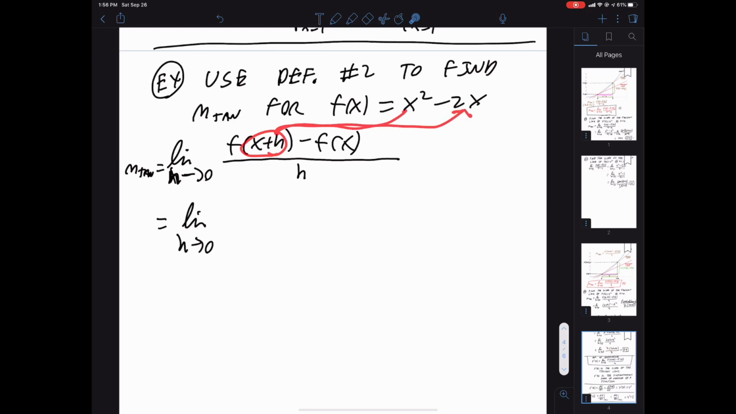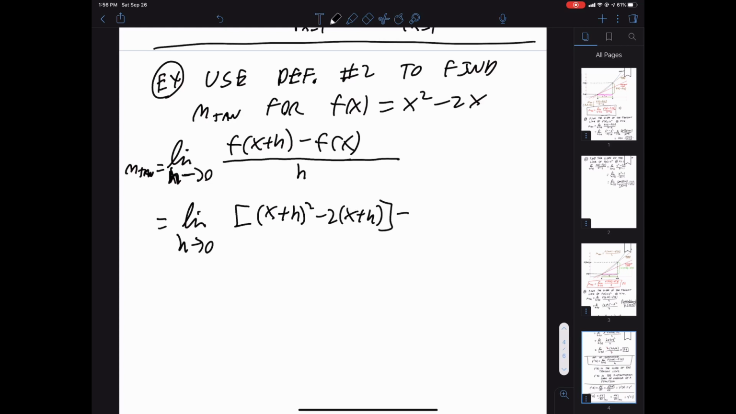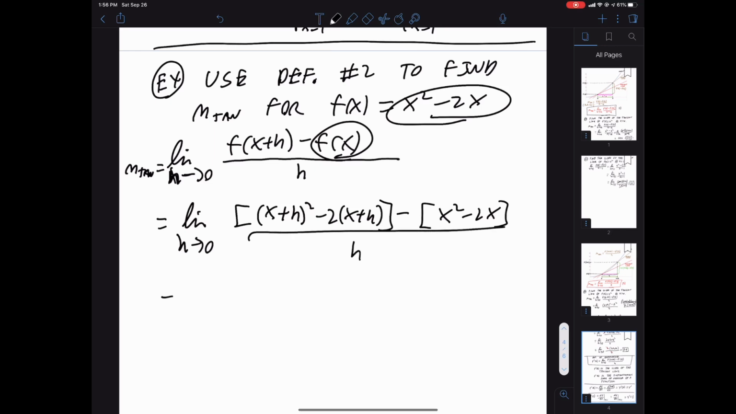And so I'm going to get x plus h squared minus 2 times the x plus h for the second one. That's the first function, minus the second function, which is just the actual equation, just f of x. So I need to put that in brackets or parentheses because I'm subtracting the whole thing, or you'll mess up if you don't do that.